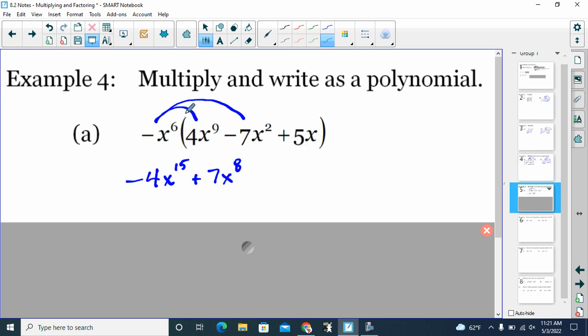And this one's got this third term here. We have a monomial times a trinomial. So we need to distribute this to the last term as well. Negative times positive is minus. 1 times 5. x to the 6th times x. Remember, the exponent here is understood to be a 1, and we add the exponents, x to the 7th.